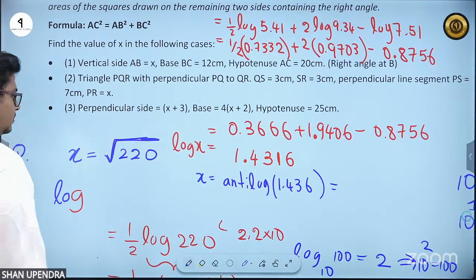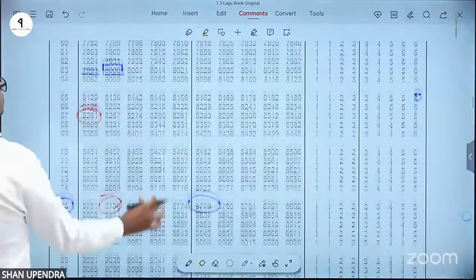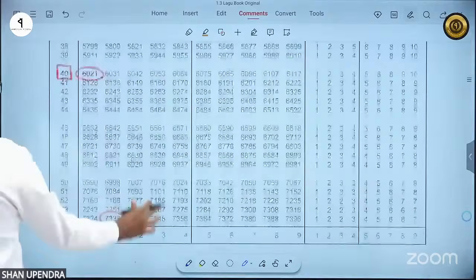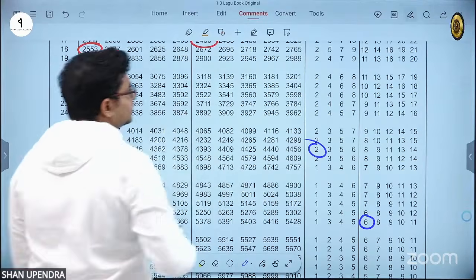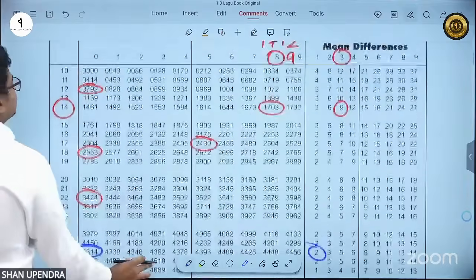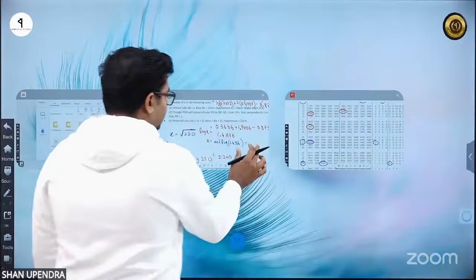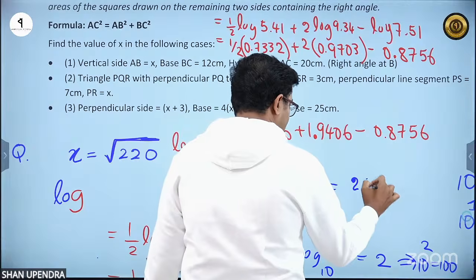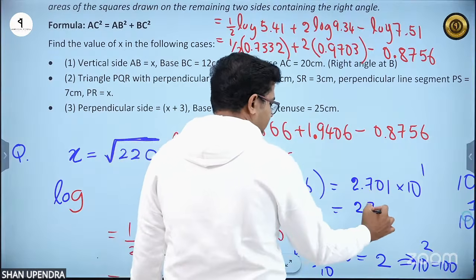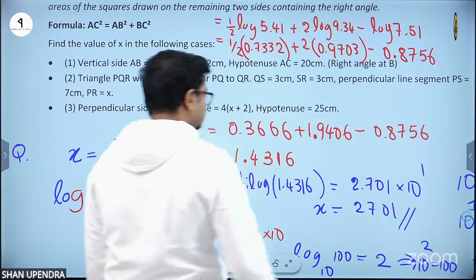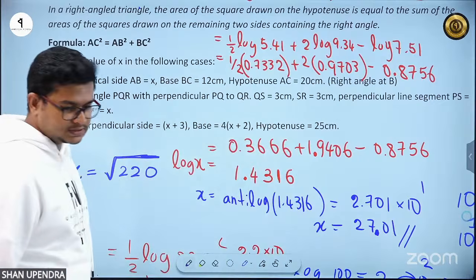So then 1.43, 1.6, 43. Then yes, there is 2 here. So then 2.701 into 10 to the power 1. 2.701 times 10 to the power 1 means 27.01 actually. This is the answer, 27.01.